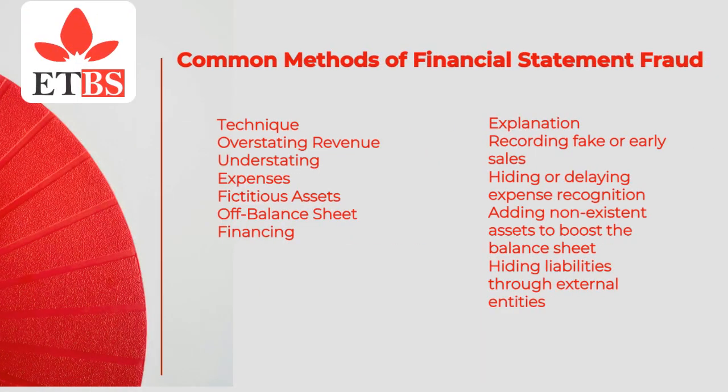Common methods of financial statement fraud. In this course, we will be using technique and explanation in our table. 1. Overstating revenue, recording fake or early sales. 2. Understating expenses, hiding or delaying expense recognition. 3. Fictitious assets, adding non-existent assets to boost the balance sheet. 4. Off-balance sheet financing, hiding liabilities through external entities.